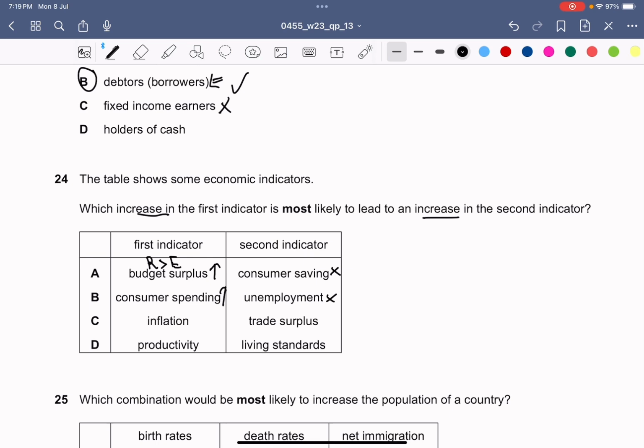This has no relationship. C, increase in inflation will increase trade surplus. No, it's not a direct relationship. D, increase in productivity will increase living standards. Yes, because with increased productivity you can produce higher quality goods, so you can increase the standard of living. Okay, so the answer is D.